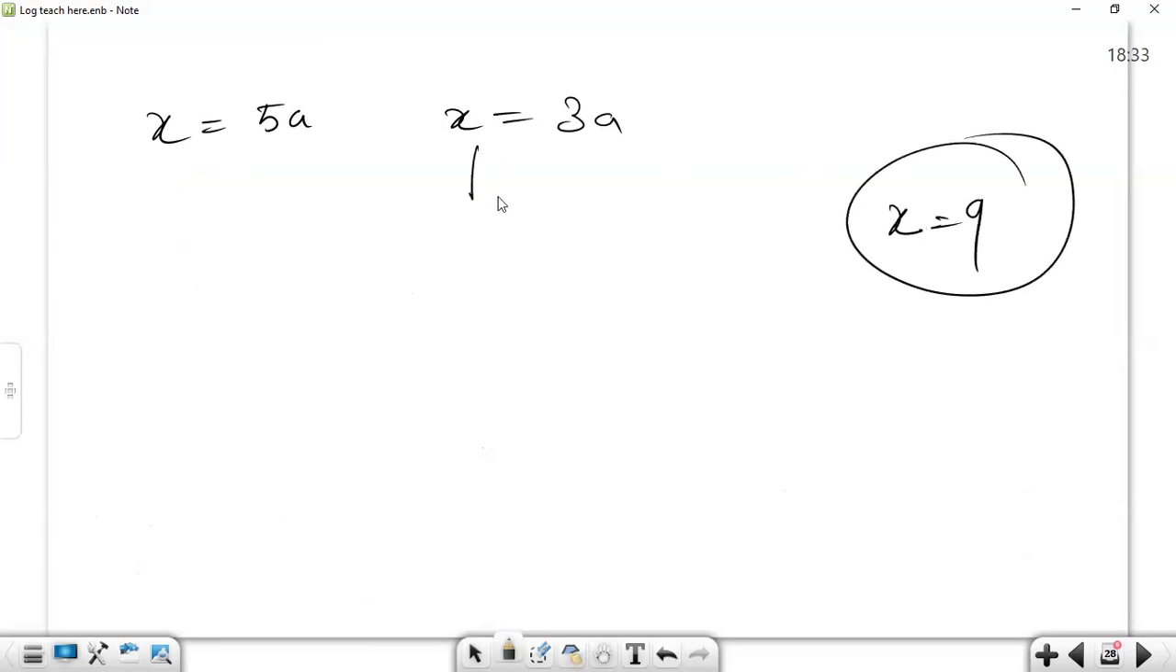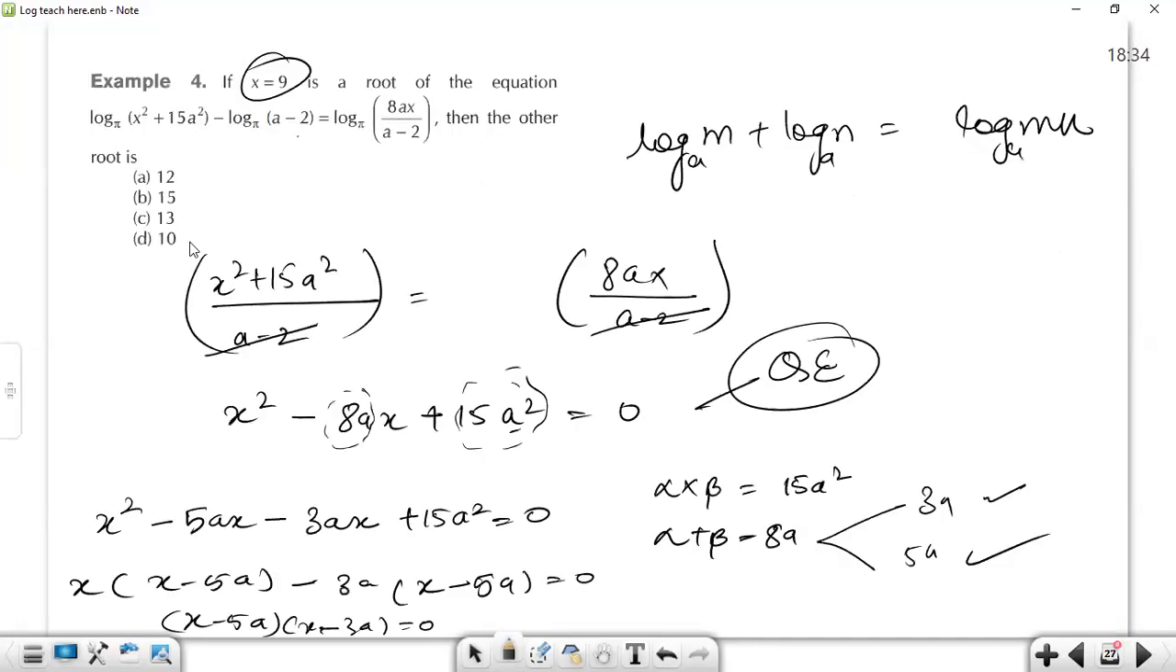So let's take 9 equals 3a, because it will give us a value of a, because 9 is a multiple of 3. So let's equate 9 to 3a. That will be convenient for us. So 9 equals 3a, a will be 3. And we had to find the other root.